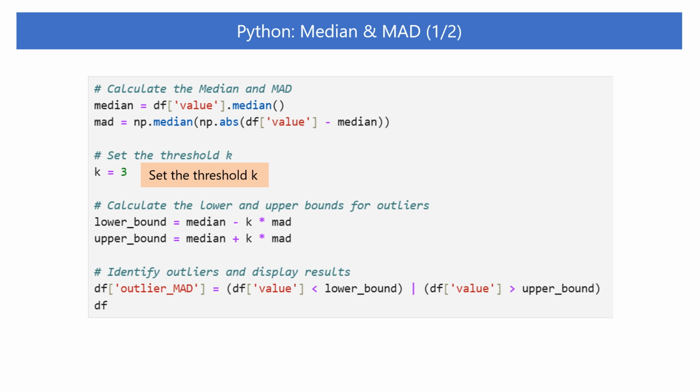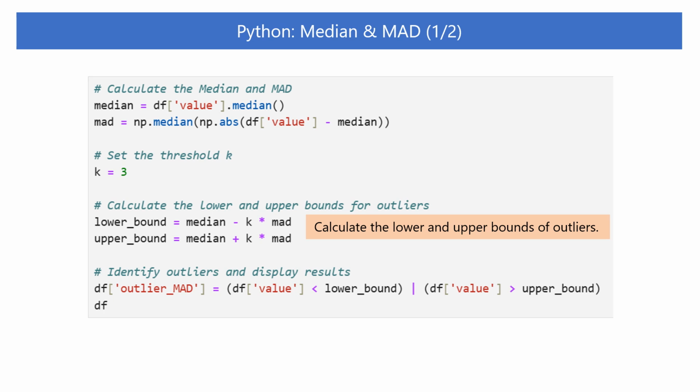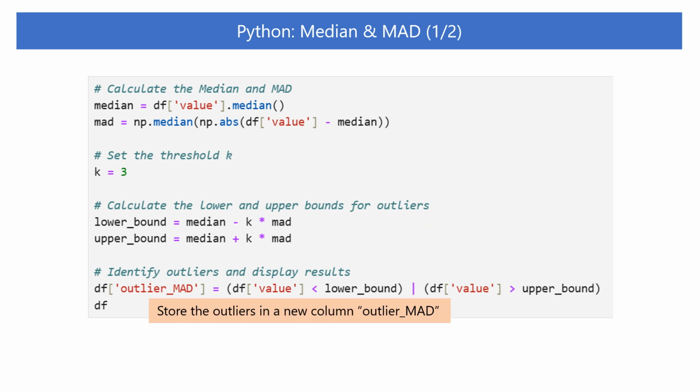Next, set the threshold to identify outliers. K is usually set to 3, but it can be adjusted to an appropriate value depending on the data. Then, calculate the lower and upper bounds of outliers. These are defined as the median plus or minus k times the MAD. Finally, the outliers are stored in the new column named outlier_MAD. Here, if the value is less than the lower bound or greater than the upper bound, it is True and stored in the new column outlier_MAD.